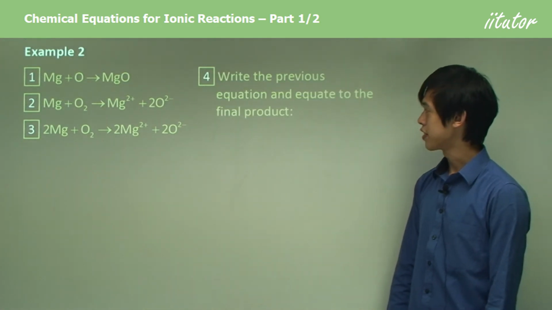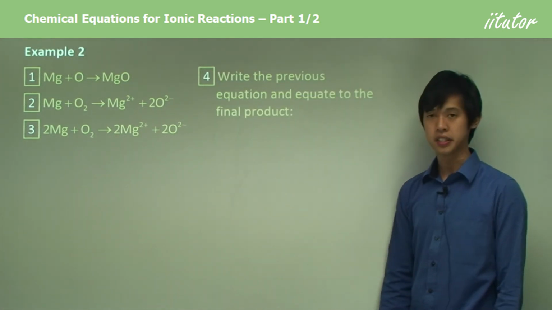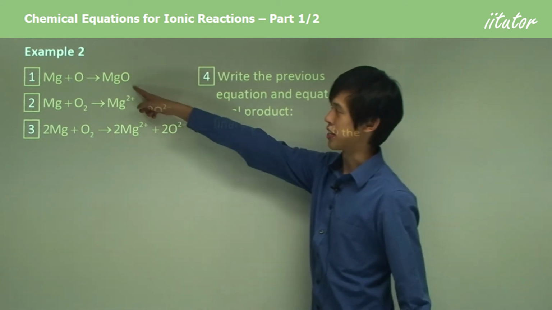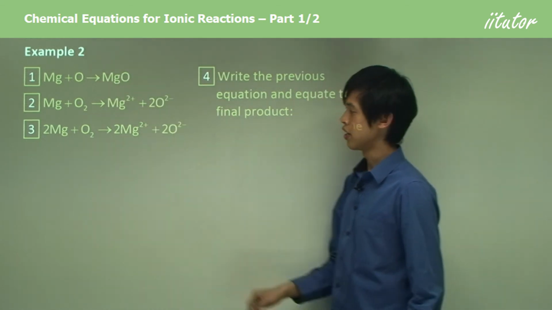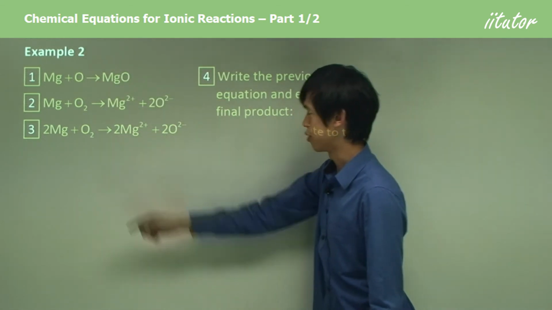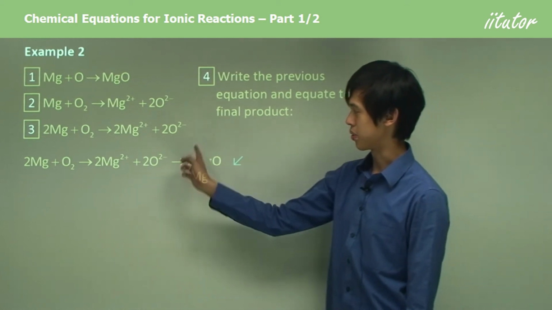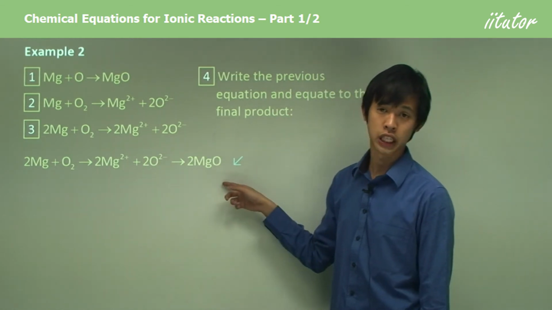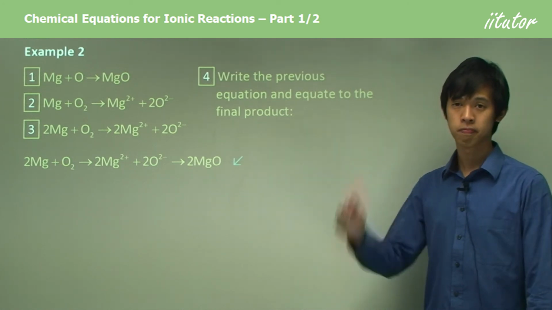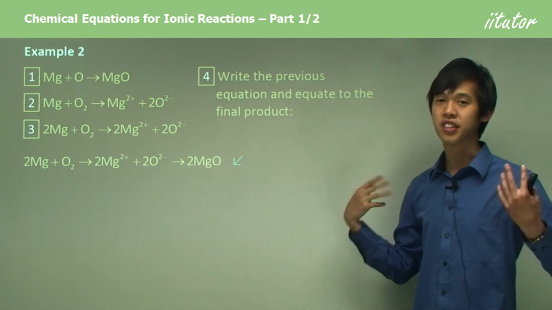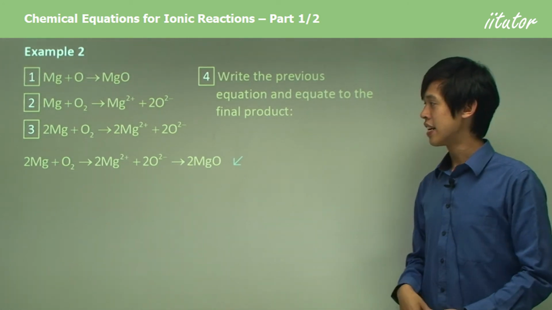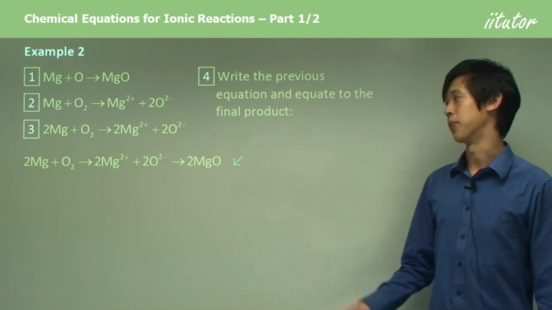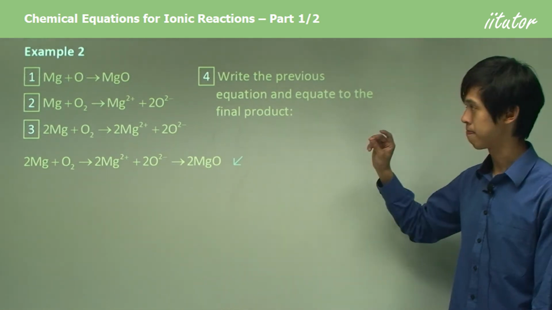Then we write the previous equation and equate to the final product. Okay, so we know the final product has to be MgO. So we've got to turn these into MgO. So it's just this equation again, and these two combine to give you 2MgO. Okay? That's how we do it. You can see there's a lot of knowledge about valencies there, and you really need to know your valencies very well in order to do this quickly.